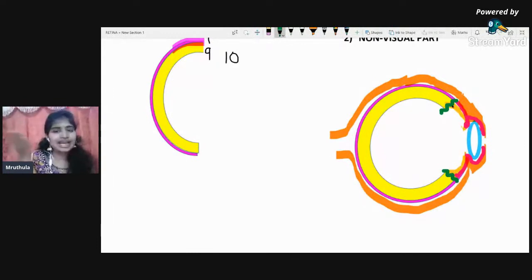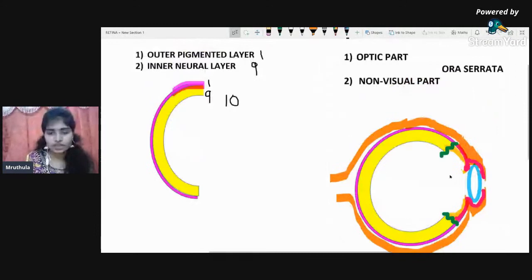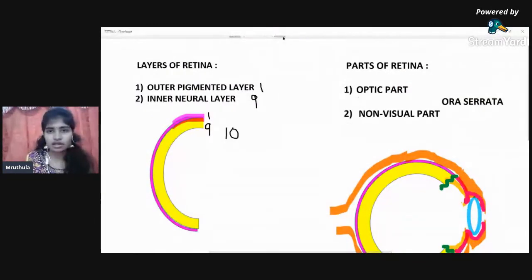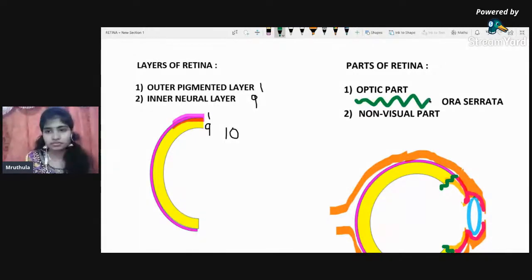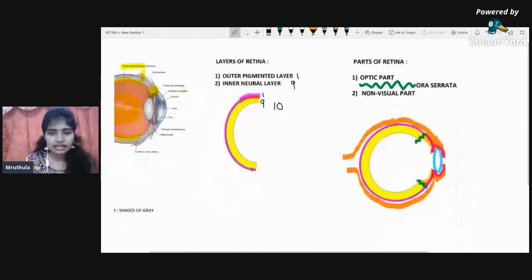So this lining is quite irregular, so we call it ora serrata, right? I've just marked it in green color. So this green color marking, this ora serrata, is the distinguishing lining between the optic and the non-visual part. Now where does the ora serrata lie? The ora serrata lies between these two parts. So outside, how can we relate this? It's between the choroid and the ciliary body. Just know these facts, and that's enough about the parts of retina.